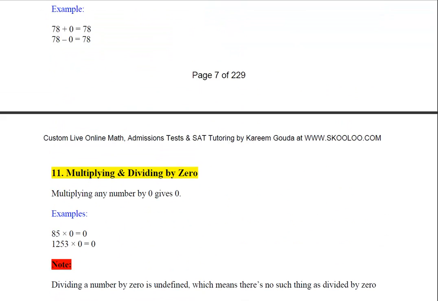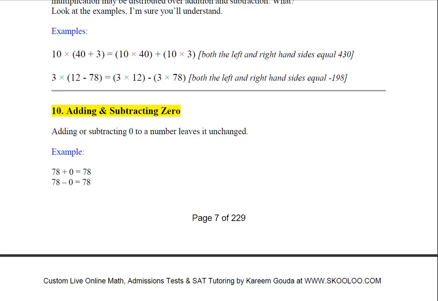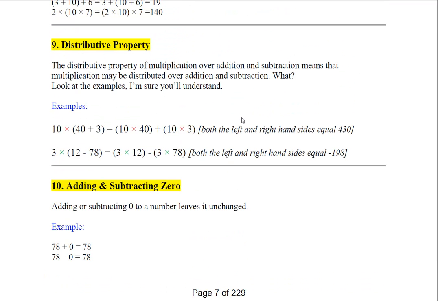You need to know to answer some of the word problems on the test and some of the straightforward fill in or solve for X questions that you may see on the test, and it is very basic for algebra whenever you'll be doing algebra. Now, basically what it says is, if I have something like 10 times, and then parentheses 40 plus 3, that's the same as saying 10 times 43, right? Which is 430.